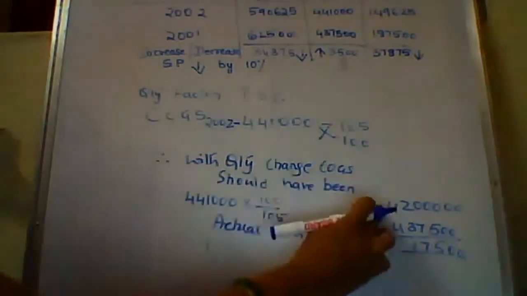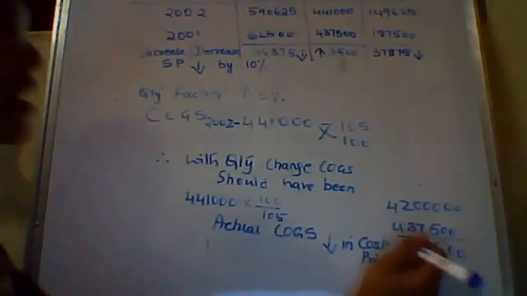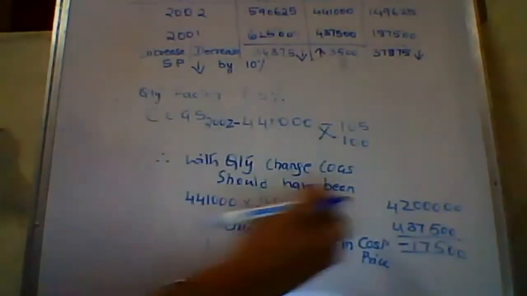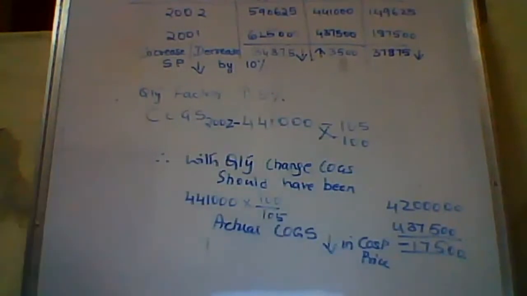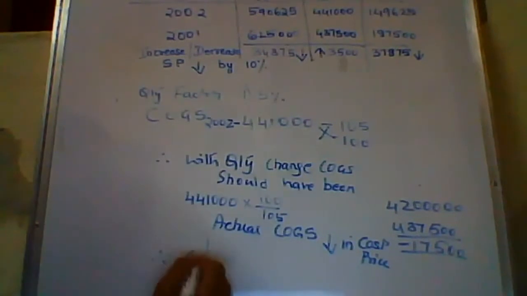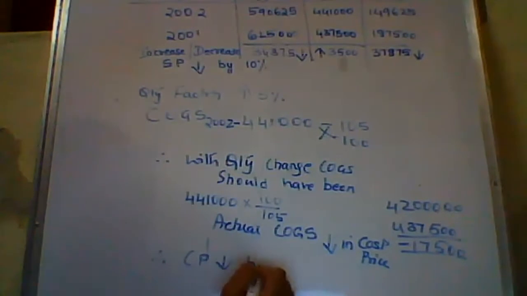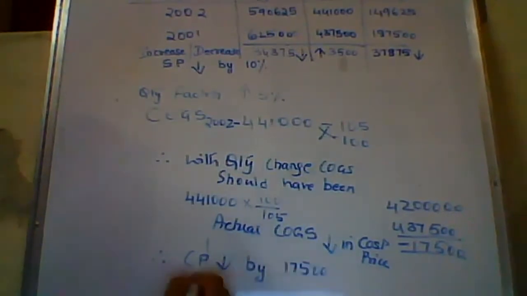Why? How much should it have been? 4,20,000. There is a decrease in the cost price. So always remember, first you put what should have been, then you put actual, whatever answer you get. If you get a plus answer, you say it's an increase. If you get a minus answer, you say it's a decrease. Therefore, cost price is decreasing by 17,500. Now find out the percentage.